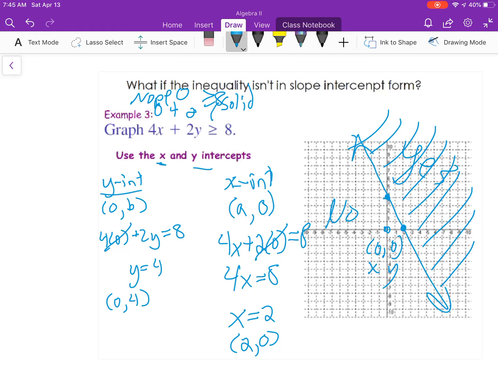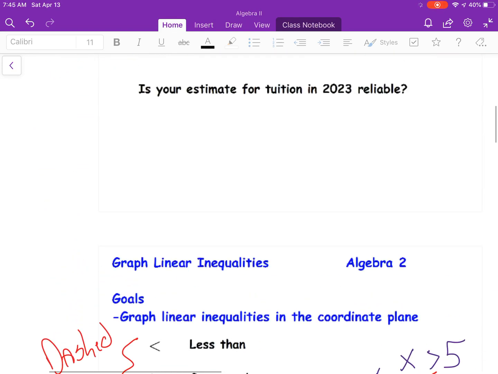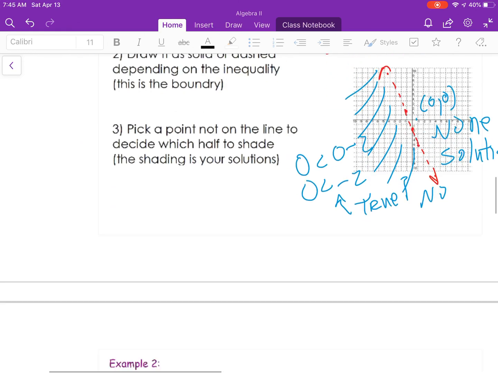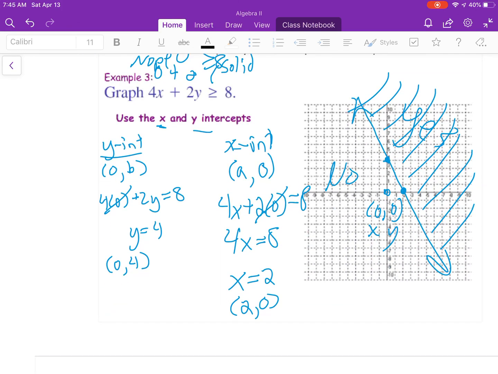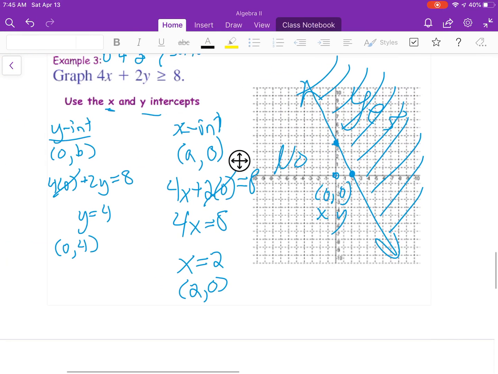So that's how you can graph linear inequalities. You could find the x and y intercepts. You can also put it into slope-intercept form and graph the line that way too. It doesn't matter to me. I think that when it's written in this form, by the way, which is called standard form, this is quicker, but hey, whatever floats your boat.